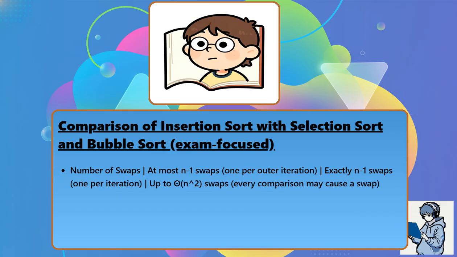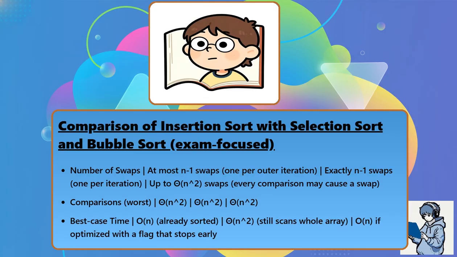Number of swaps: insertion sort makes at most n-1 swaps, 1 per outer iteration. Selection sort makes exactly n-1 swaps, 1 per iteration. Bubble sort makes up to theta of n squared swaps, since every comparison may cause a swap. Comparisons: worst case theta of n squared for all three.